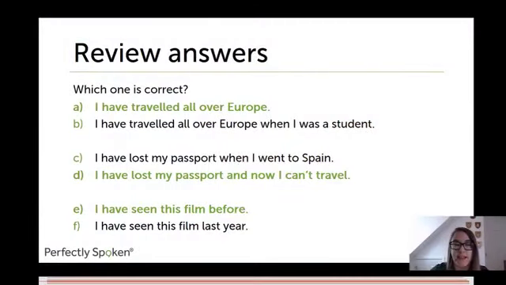But sentence D, there's a connection to now. I've lost my passport and now I can't travel. Present perfect. And E and F. I have seen this film before, and I have seen this film last year. The correct answer is E, because again in F you're saying last year, something that's finished. I saw this film last year would be correct. But I have seen this film before, present perfect, you saw it in the past, but it's still true now.